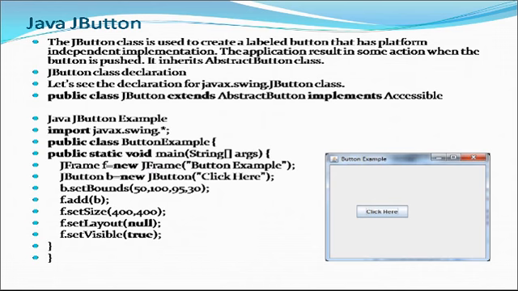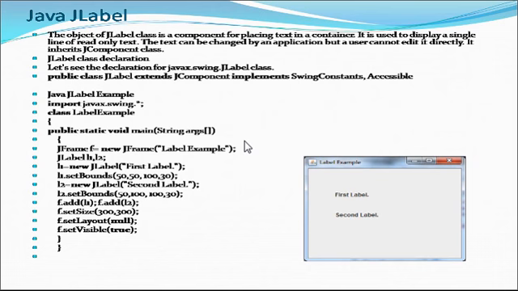Next is JLabel. The object of the JLabel class is a component for placing text in a container, the same as a JButton is placed on your container. It is used to display a single line of read-only text. The text can be changed by an application, but a user cannot edit it directly. It inherits the JComponent class.